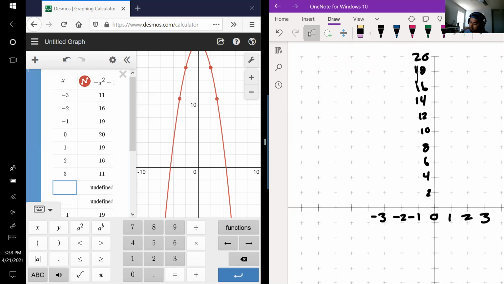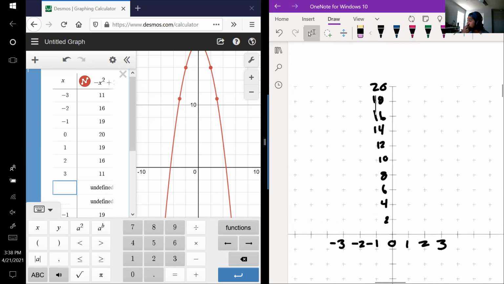Okay. And now I'm going to plot my first function, which is the XY chart that's on the left side, still by Desmos. And we had -3 and 11, which is going to be in between 10 and 12, of course. -2 and 16. -1 and 19. So right around there. And then 0 and 20. 1 and 19. 2 and 16. And then 3 and 11. Doesn't have to be perfect.